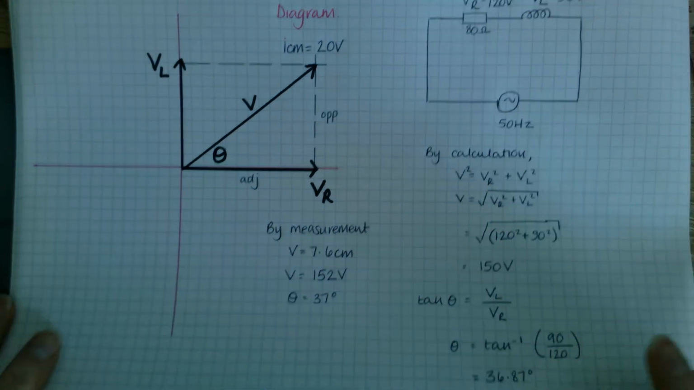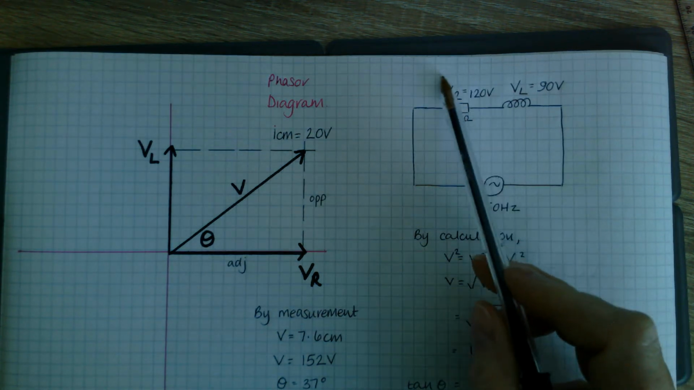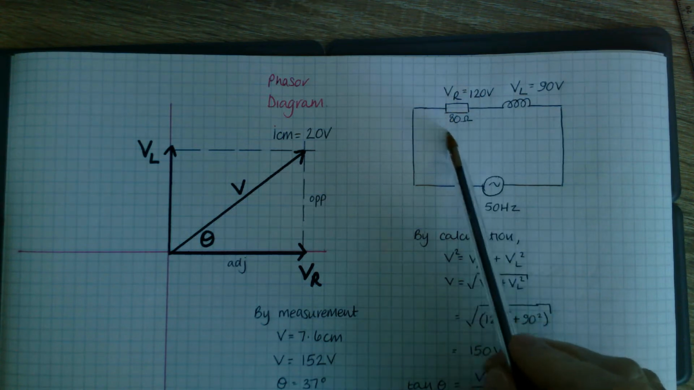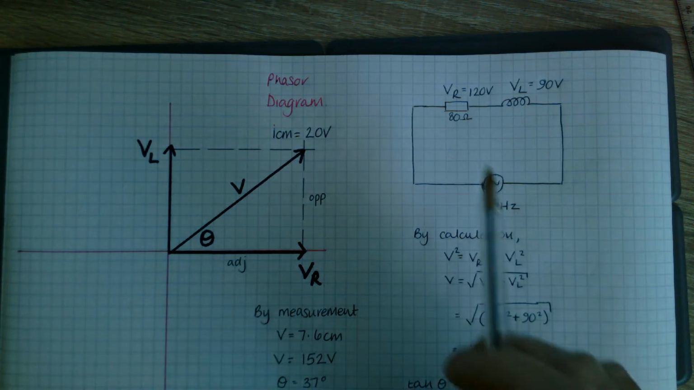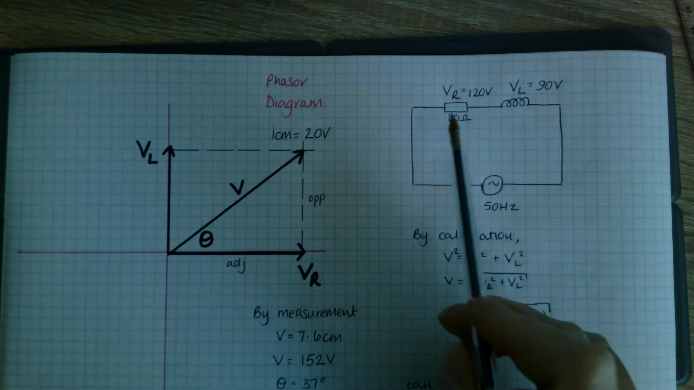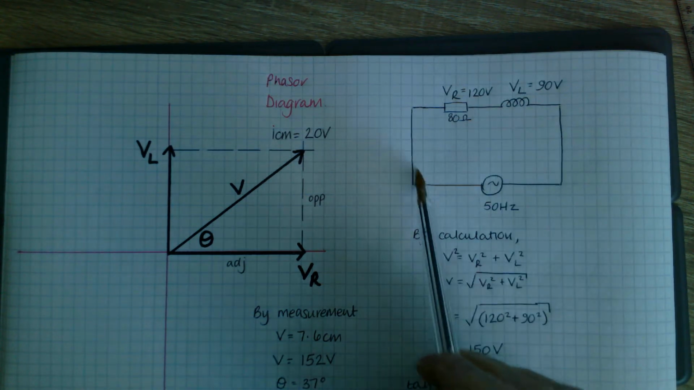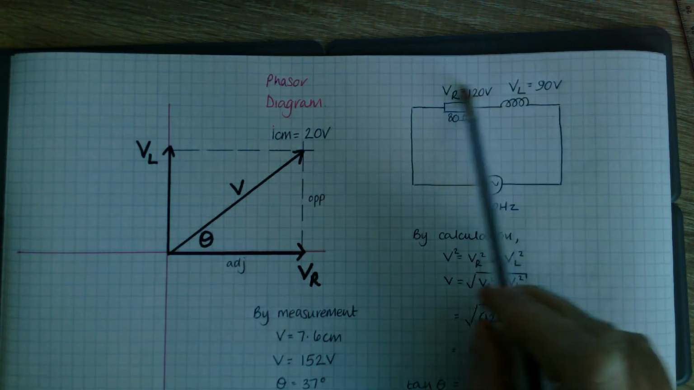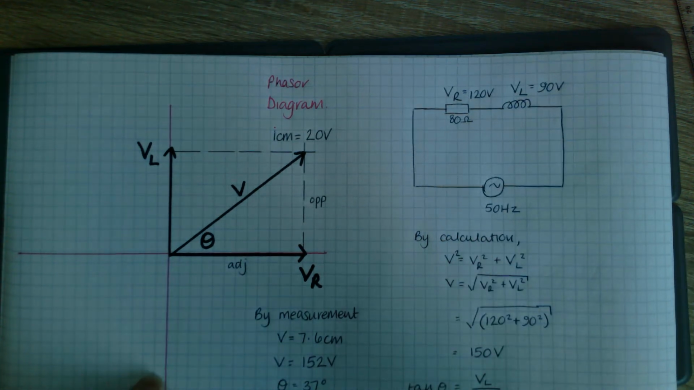Now the other thing, looking at my circuit diagram, is when I look at this one component, I know the voltage across it's 120 and the resistance of it is 80 ohms. So I can find out the current through that one component. And because it's a series circuit, if I can find out the current through one component, I've got the current through this component and I've got the supply current. So you can either work out the current for one component or for the whole circuit. So on this occasion, I'm going to work out the current for this component here. So I'm going to use the resistor.